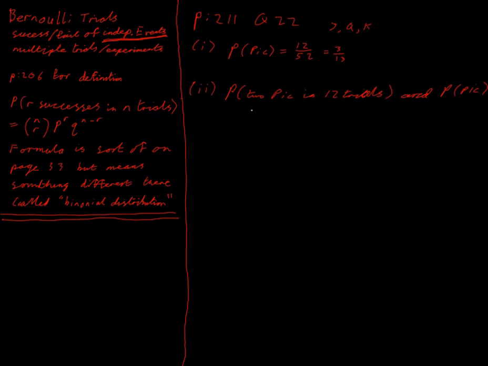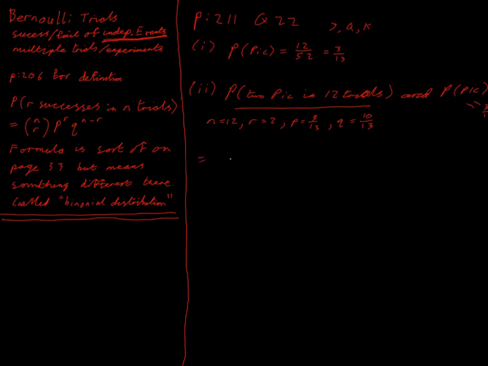So let's set this one up here. We're going to deal with this part first. We have 12 trials. We want to have 2 successes. Our probability of success, the probability of getting a picture card, is 3 out of 13. Probability of failure, which is Q, is going to be 10 out of 13. That's the setup here, and we already worked out in part 1 that the probability of getting a picture card is 3 out of 13.